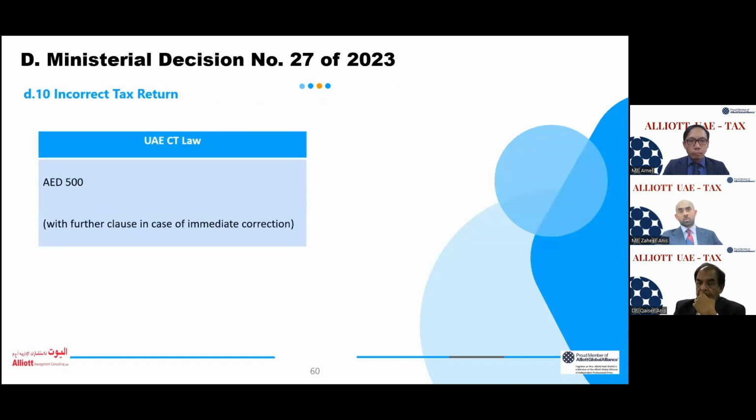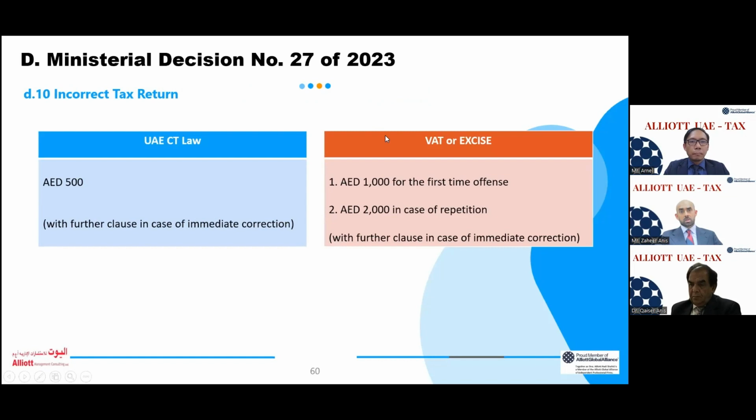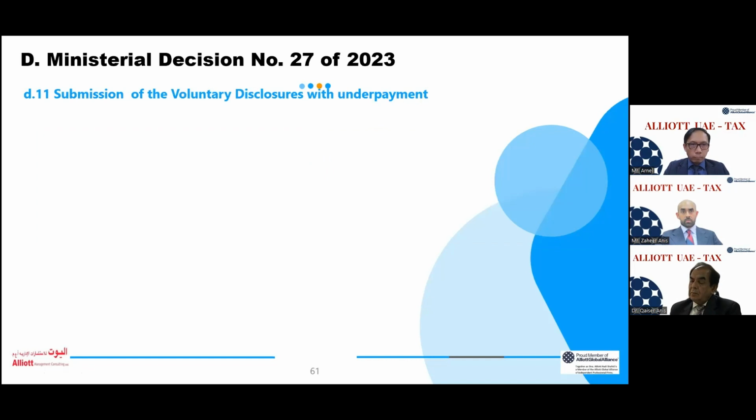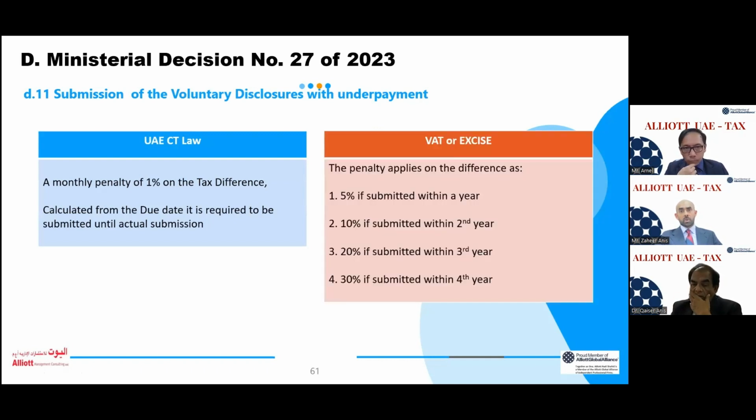An incorrect tax return will result in a 500 dirham penalty, with a further clause for any immediate correction. And for VAT, it is 1,000 for the first offense and 2,000 in case of a repetition. Any underpayment will have a monthly penalty of 1% on the tax difference, calculated from the due date that it is required to be submitted until the actual submission. And for VAT, the penalty applies on the difference as 5% if submitted within a year, 10% within 2, 20% for 3, and 30% within the 4th year.